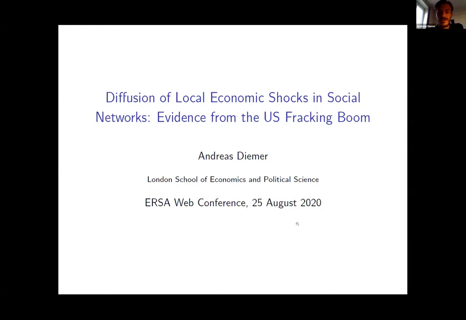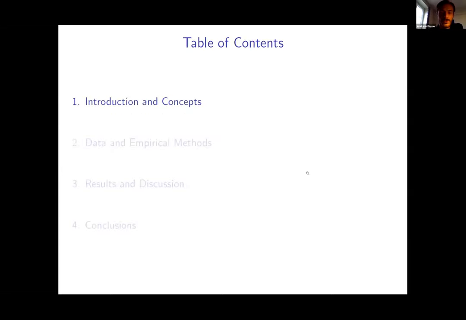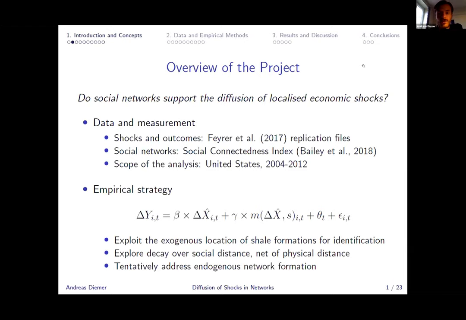All right, so just to give you a brief overview of the paper in a nutshell, the question I'm asking is whether people interacting over social networks can somehow support the diffusion of economic shocks that are localized in space. The definition of shock I use aligns with a paper published not long ago by Fireman Sorin Sacerdoti, and so I rely on fracking shocks, which are very local in nature.